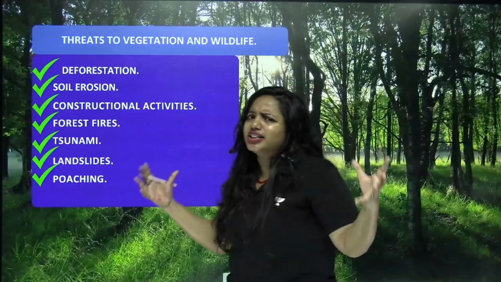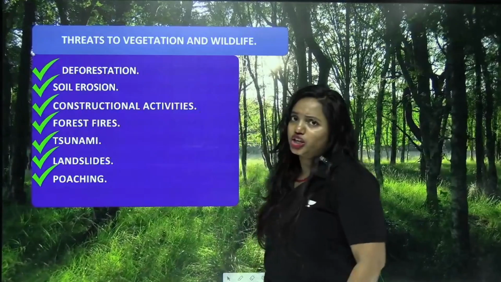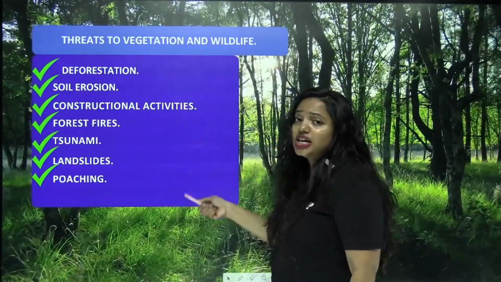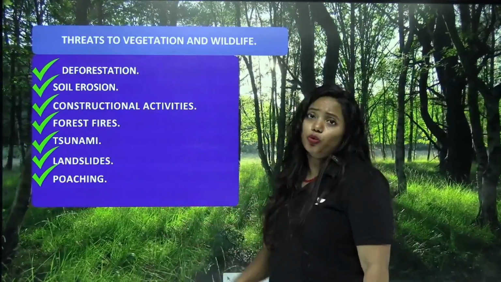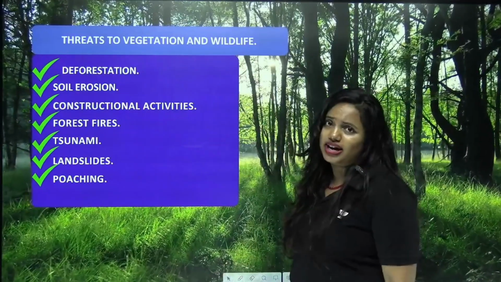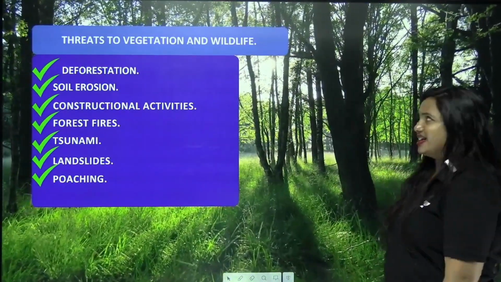And there are certain threats to vegetation and wildlife. What are they? Deforestation, cutting down of trees, soil erosion, constructional activities, forest fires, tsunami, landslides and poaching. So these are the various threats to vegetation and wildlife. So it's our responsibility to conserve these resources.